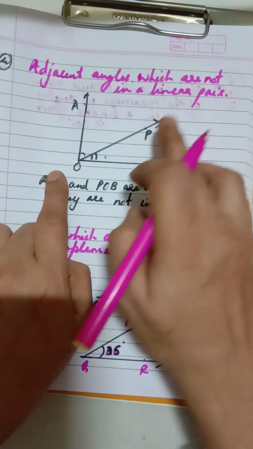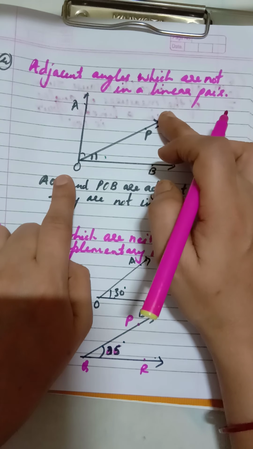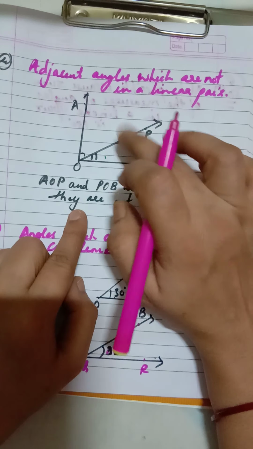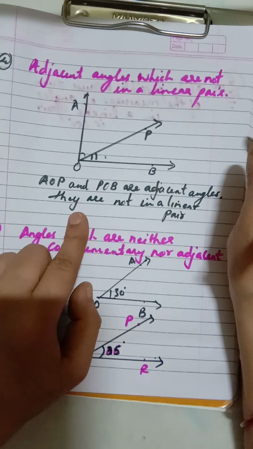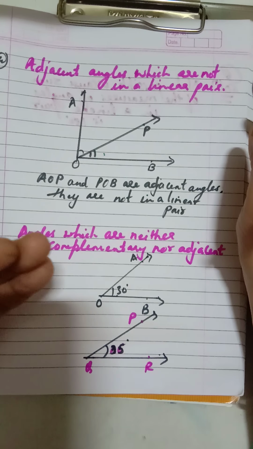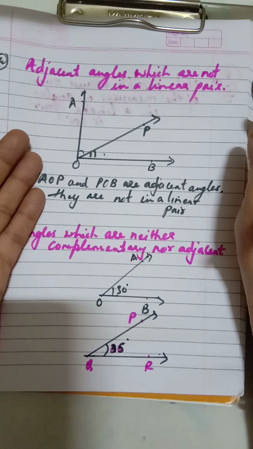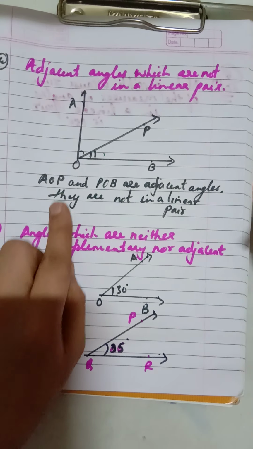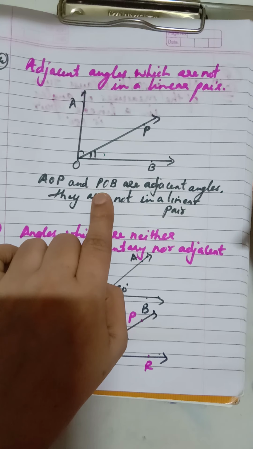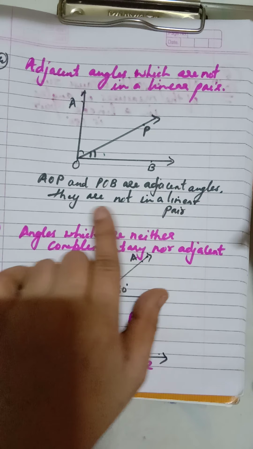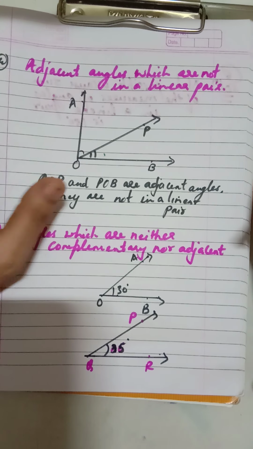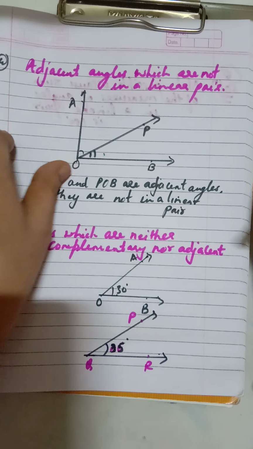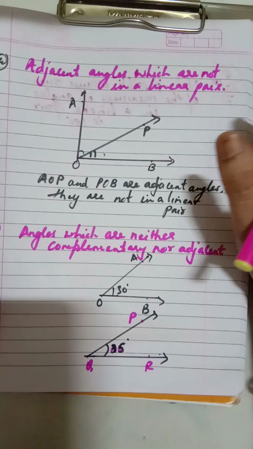This is one angle and this is a second angle, and this one arm is common. You can see both the angles, their interiors are different, right? So what was the condition of adjacent angles? It should have a common arm, their interiors should be different, and a common vertex. So all the three conditions are fulfilled in this figure. Hence we can say that angle AOP and angle POB are adjacent angles and they are not in a linear pair. Again the condition is same, children. Linear pair means this arm should form a straight line, but it is not forming a straight line. Hence it is not forming a linear pair.